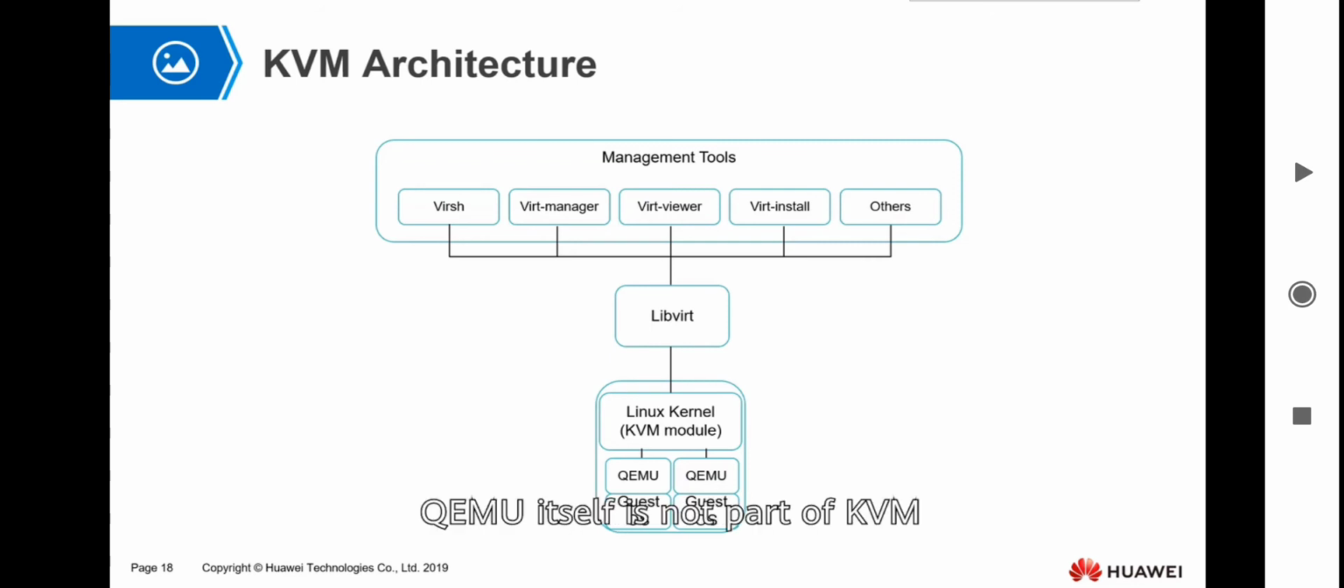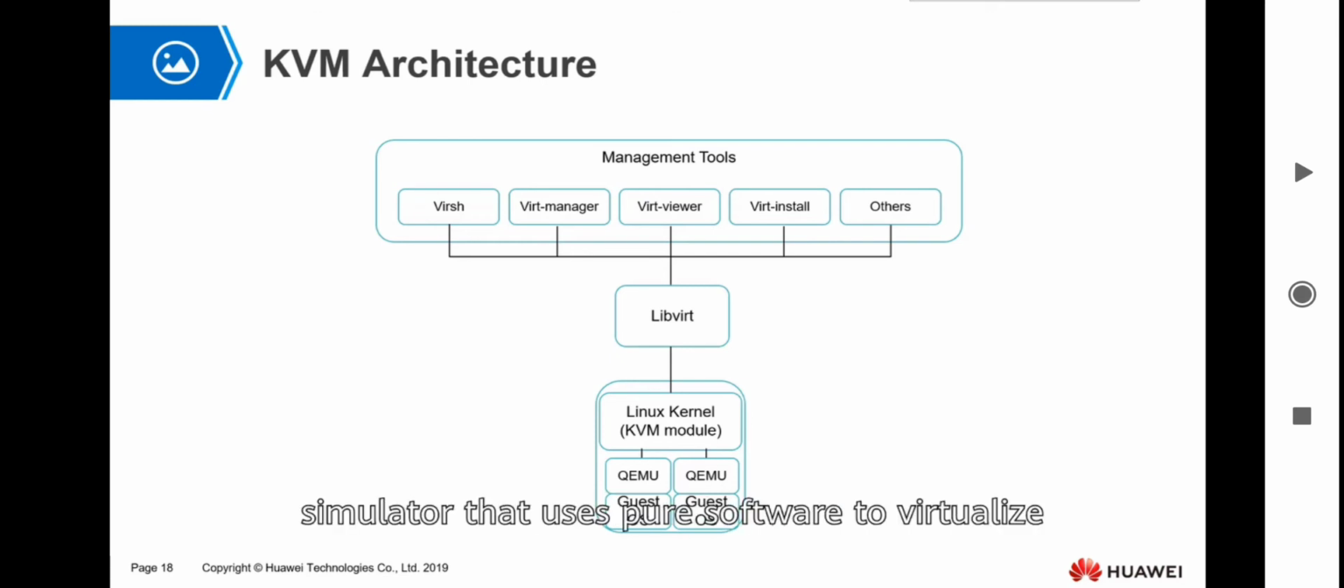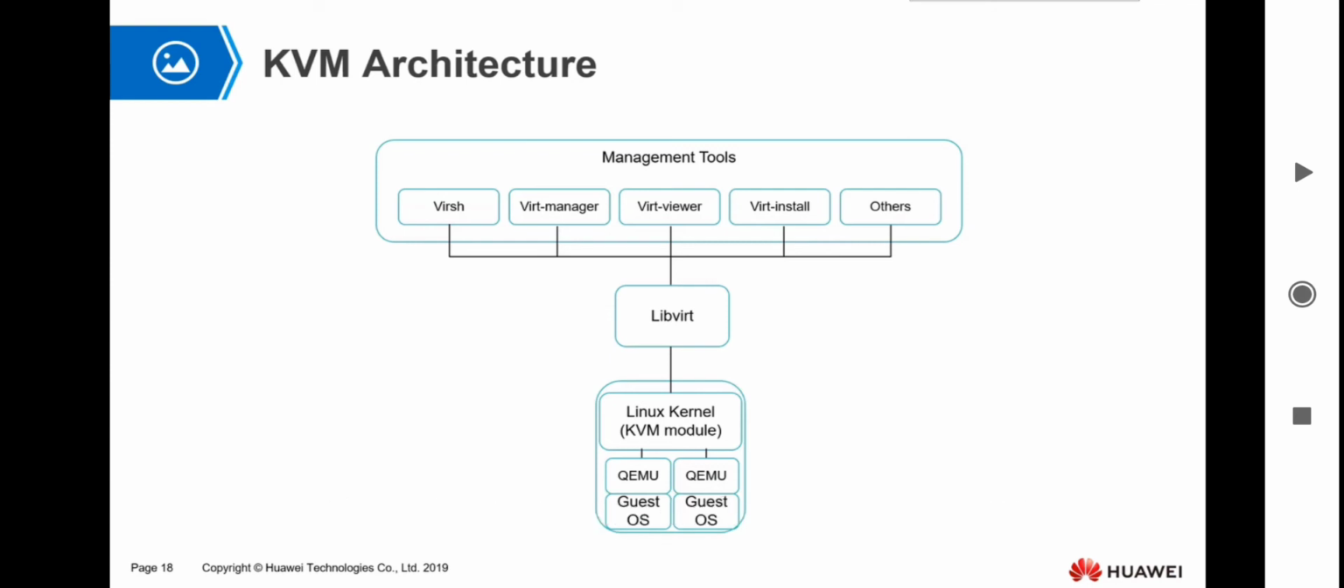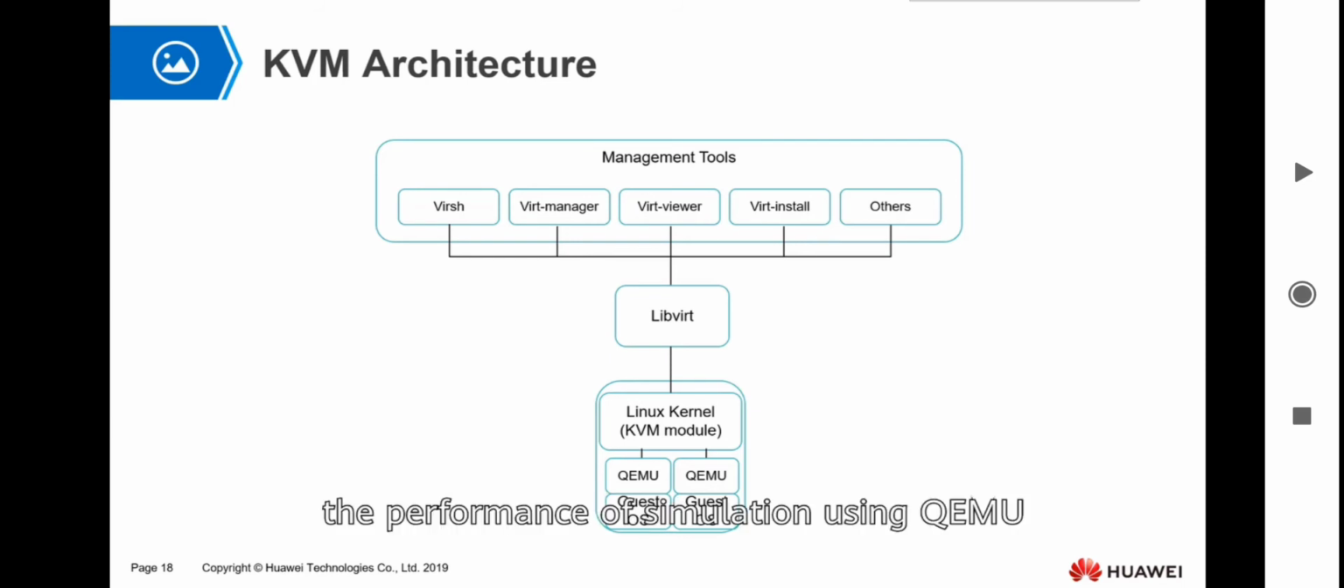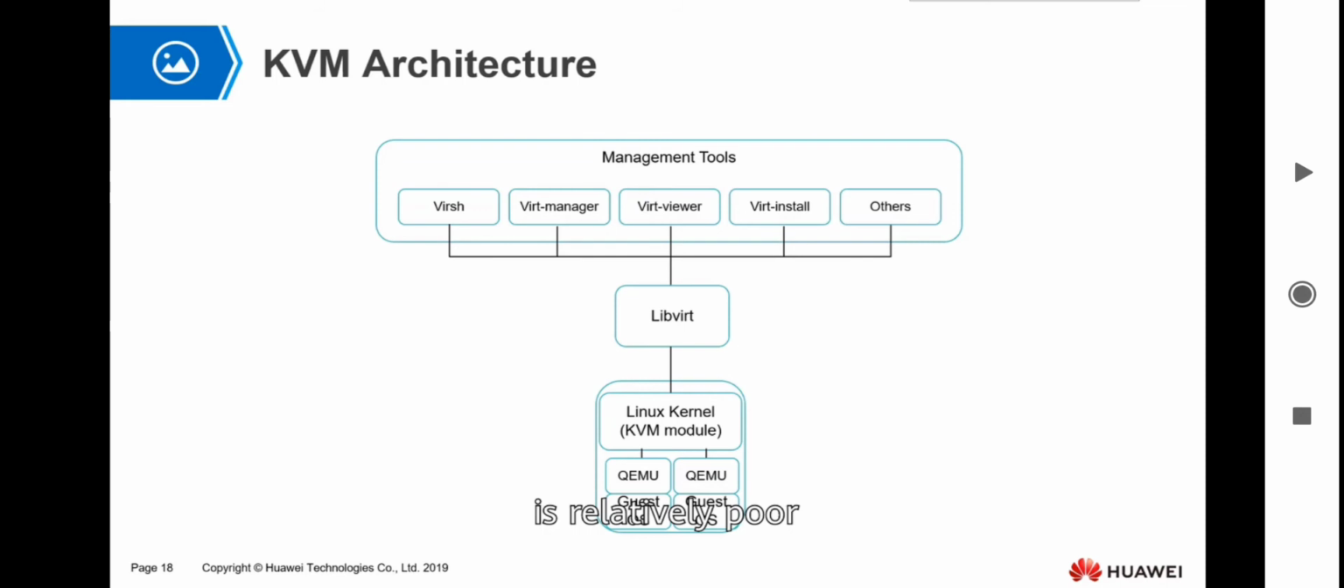QEMU itself is not a part of KVM. It's a generic and open source simulator that uses pure software to virtualize. The virtual machines think that they are dealing with the hardware, but in fact they deal with QEMU, and QEMU then deals with the hardware. This means that all hardware interactions need to go through QEMU. Therefore, the performance of simulation using QEMU is relatively poor.